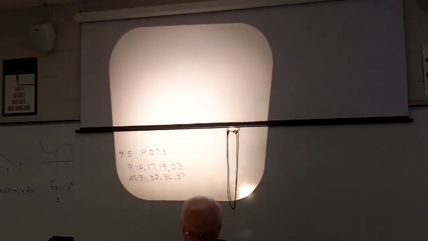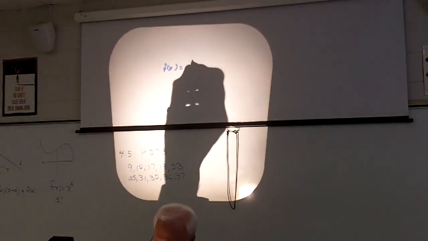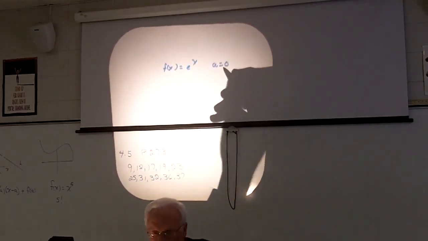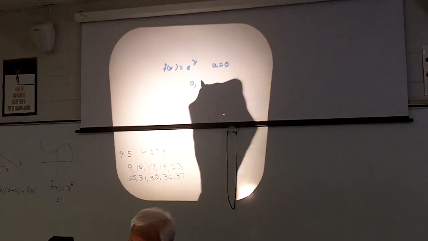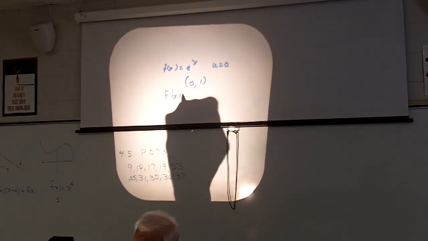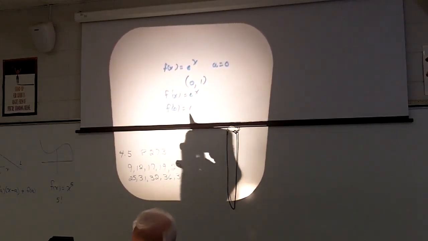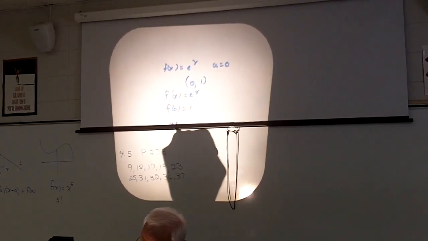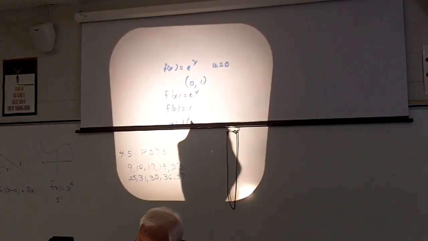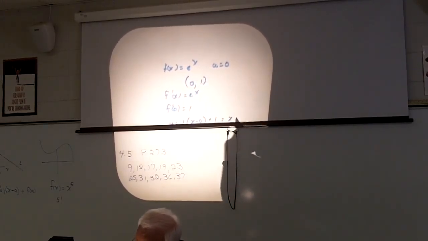We have a couple of minutes. If nobody has a question, DeVries gets the next one. Yes. 12. Okay. Now, look what we have here. You're going to like 12 in that it's an e to the x, and a equals 0. So my ordered pair is 0, 1. Got it? f prime at x equals e to the x. So f prime at 0 is what? 1. So my equation is y equals 1 times x minus 0 plus 1, which gives me x plus 1.